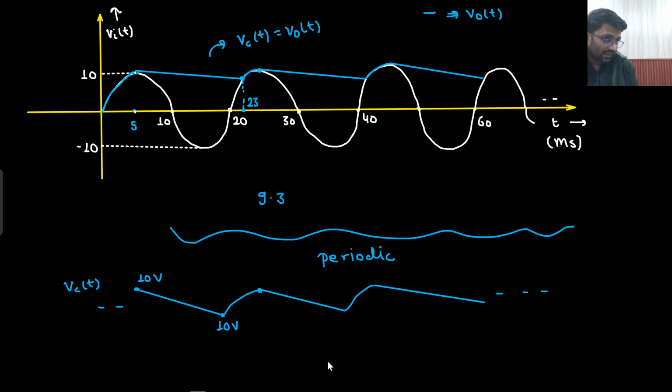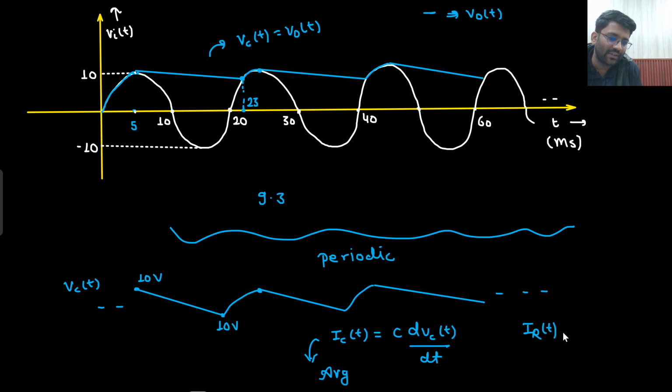Now I need to find out the average value of current. First I will find out the ICT value. What that would be? Sir, C dVCT by dt. So first I will find out the current. Now I need to take its average. Similarly, I will find out IRT as well. What that would be? Sir, VCT divided by R. And once I find this, then I will take its average.